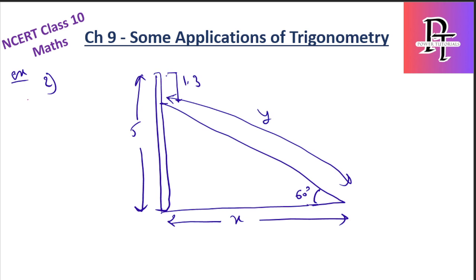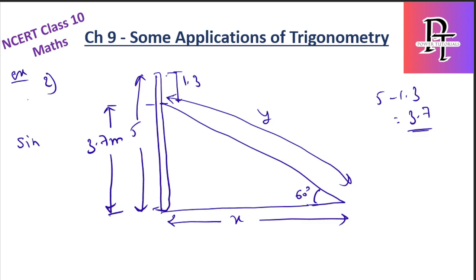To first understand, this total is 5. Subtract 5 minus 1.3 to get this value, which is 3.7 meters. So this length is 3.7 meters. Now this is the opposite side, this is the hypotenuse. To find the length of the ladder, we use opposite by hypotenuse, that is sine theta. So sine 60 is equal to 3.7 by y.